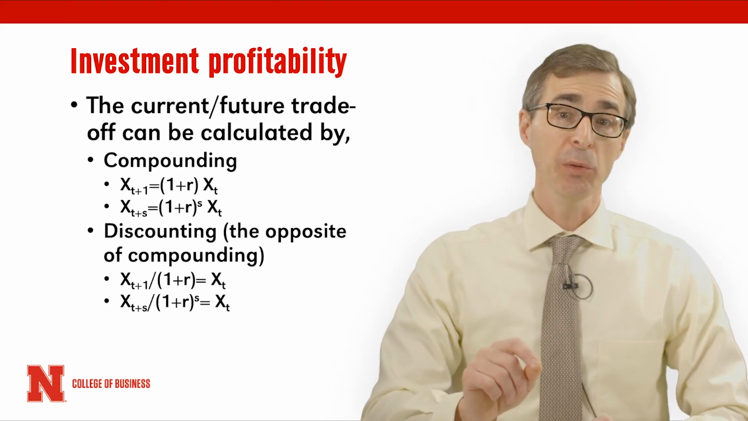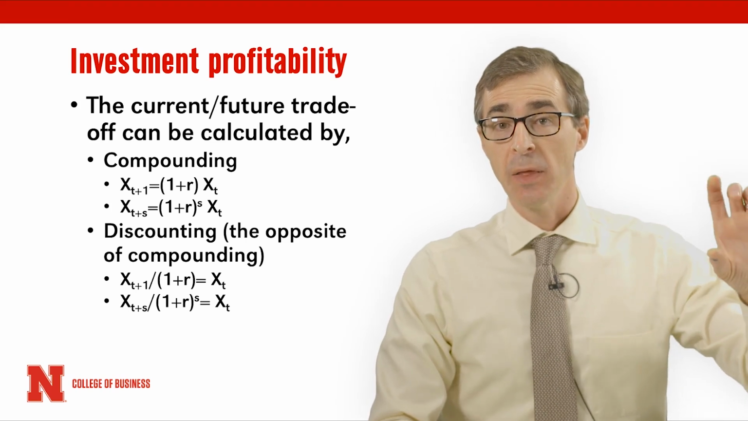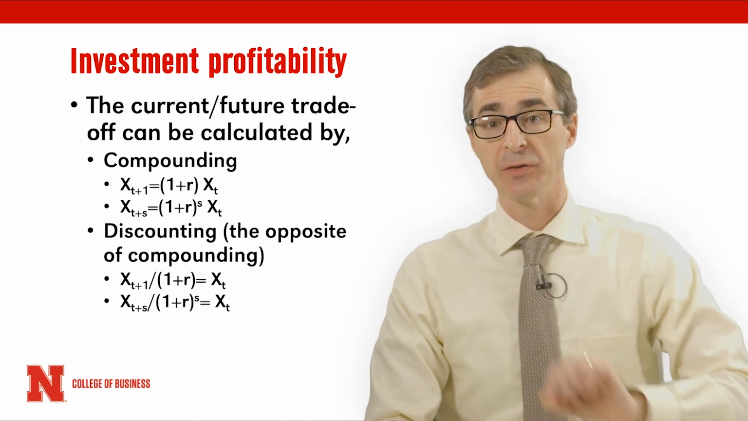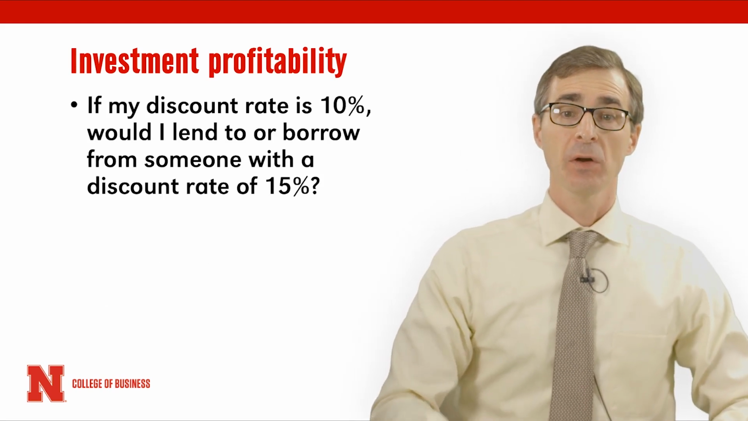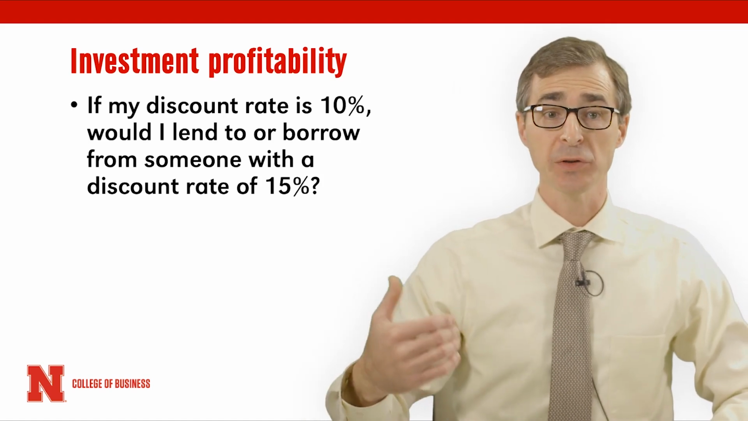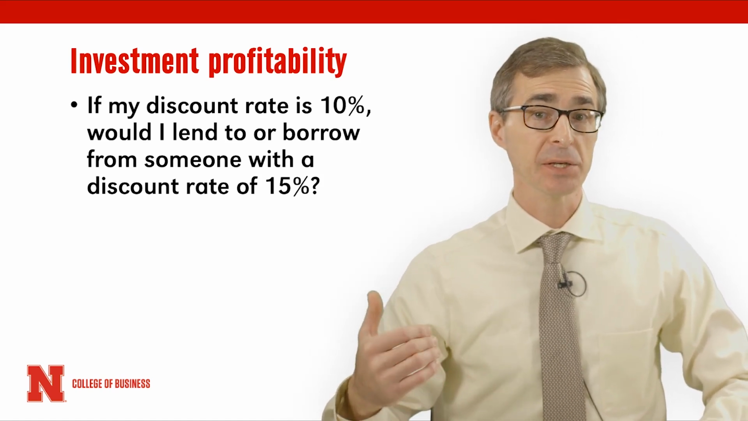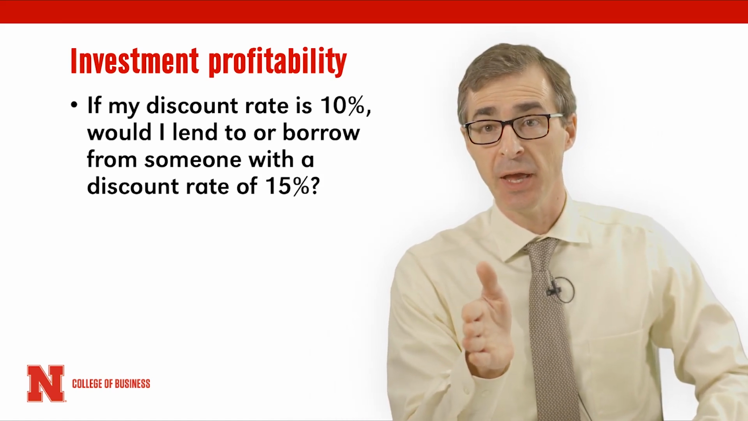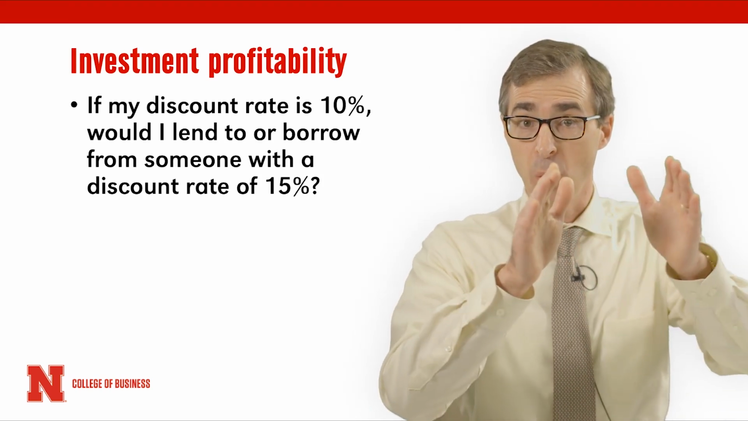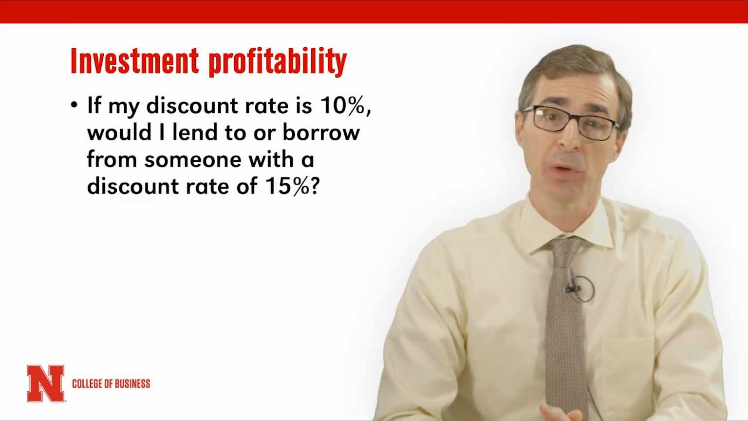That would discount that cash flow 1 period. Now, if we want to do it multiple periods, we take the future cash flow and divide by 1 plus R, or 1 plus the discount rate, that quantity raised to the S power, where S is the number of periods that we're discounting the cash flow. For instance, if my discount rate is 10%, would I lend to or borrow from somebody with a discount rate of 15%? Well, if my discount rate is 10%, that means if I have $1,000 today, I'm willing to trade that for $1,100, or 1,000 times 1 plus R, 1.10, that gives me $1,100. That's what I would be willing to trade it for.